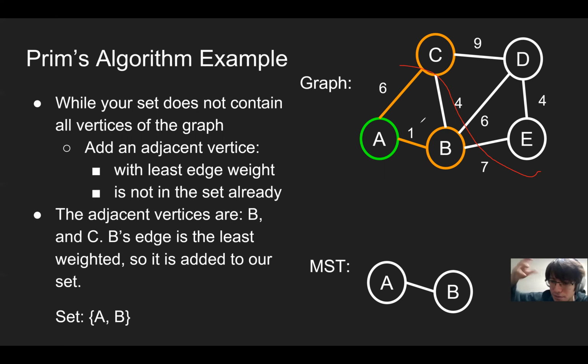And then we might now put that edge in our set, and we put that vertex in the set of vertices that we include. Okay, so adjacent vertices are B and C. B's edge is the least weighted, so we add that to our set. And again, here's where you might think, okay, here's where we keep a priority queue. How would we possibly know what the smallest edge weight is out of all the ones that we can possibly pick?